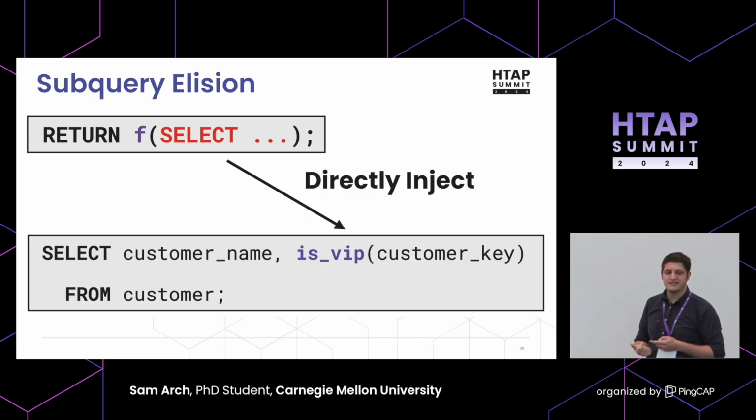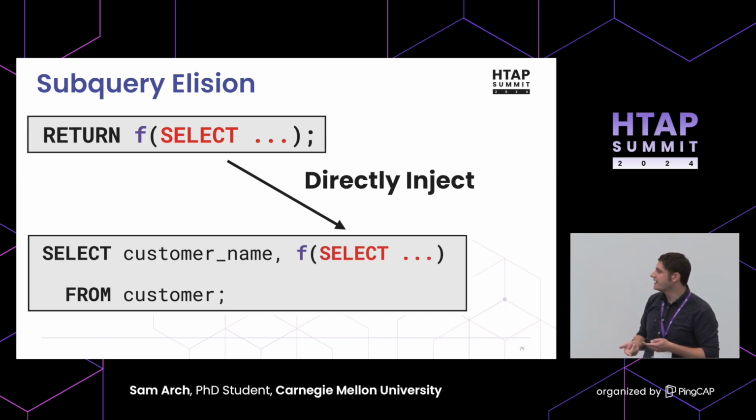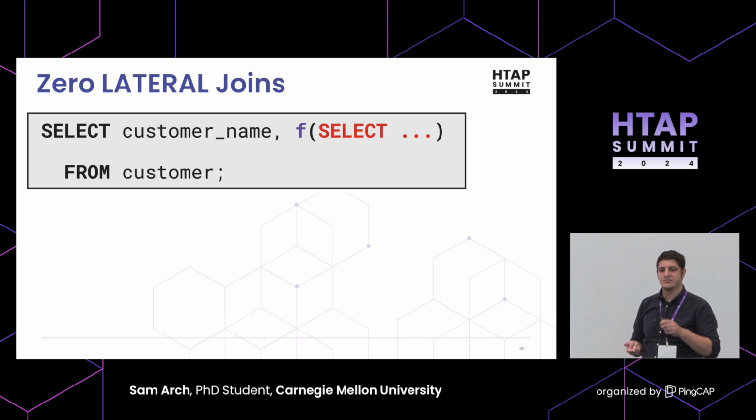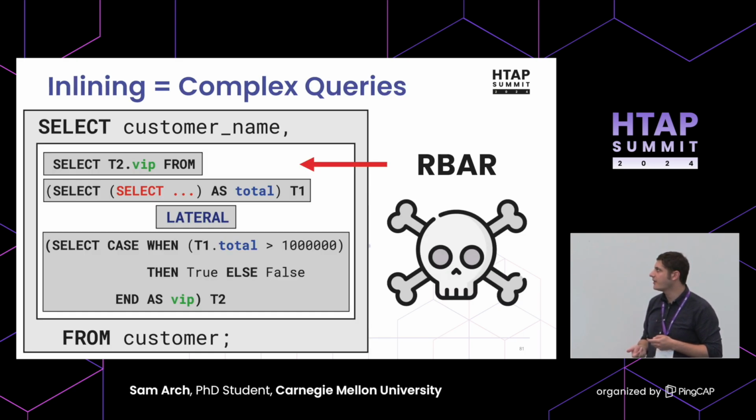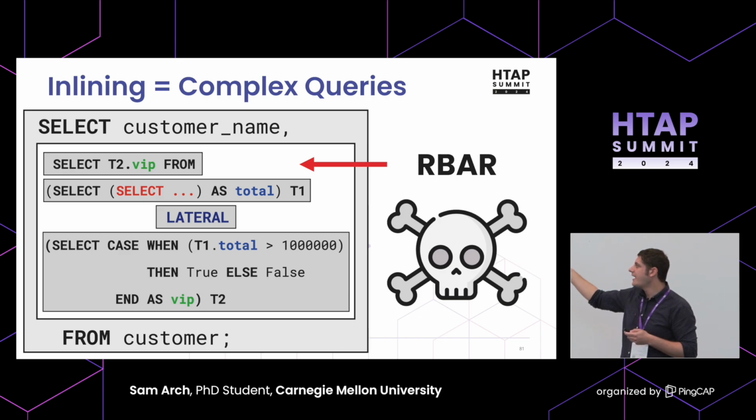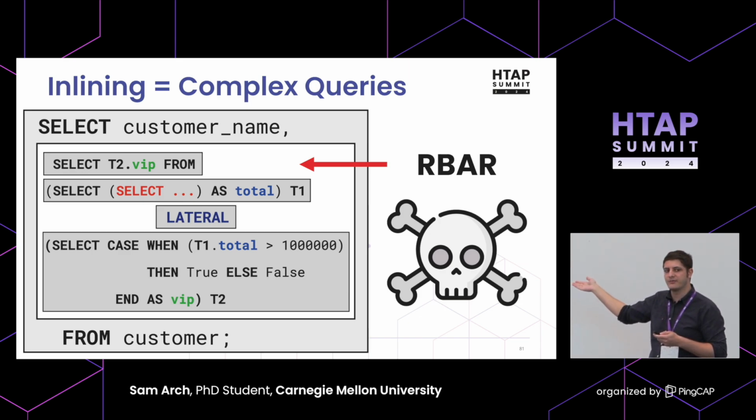The last optimization I'm going to talk about is called subquery elision. Normally, the way it works with inlining is you have to translate the UDF into a subquery. But because we're just returning a single value, we can directly inject the return value of the UDF in place of the UDF call. By doing that, we're left with a SQL query which is very, very simple and has 0 lateral joins. As a result, it's significantly easier to optimize compared to the inlined UDF, where you inline the whole thing and it gets executed RBAR, whereas with Prism, you get a much simpler query, which is much easier to optimize.